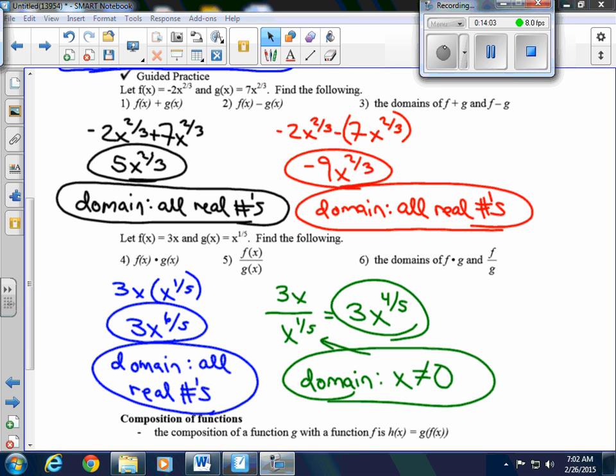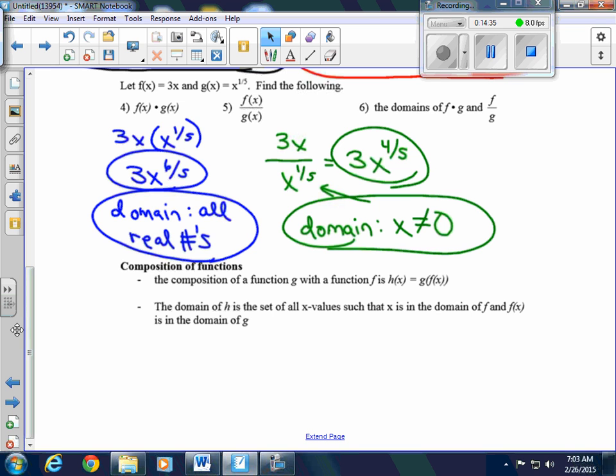Looking at our guided practice questions 1 through 6, here are those answers. Notice in number 5, the domain cannot be 0, not because of the answer we got. We had 3 times x to the 4/5, and any number works there. However, when we look back at how we set this up, we had x to the 1/5 in the denominator, and that can never be 0. So the domain is all real numbers except 0.